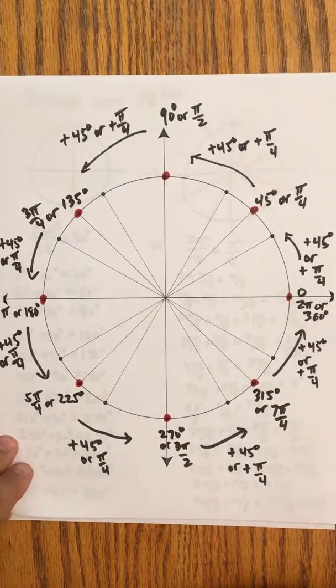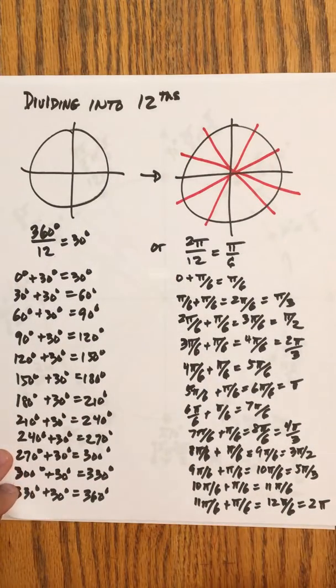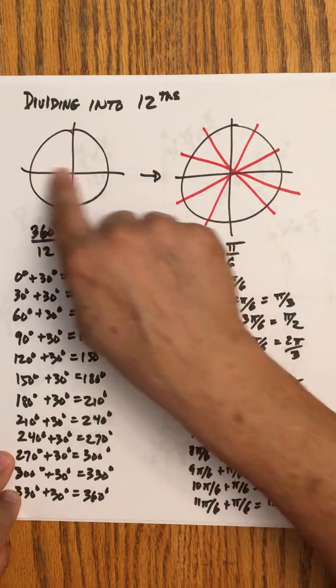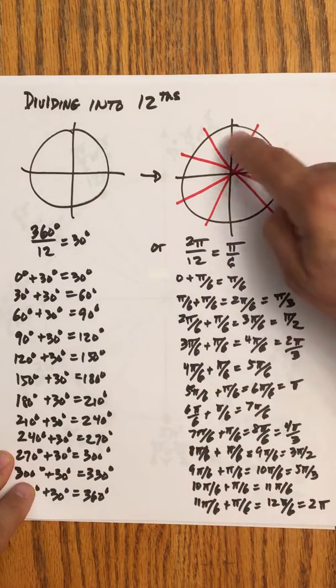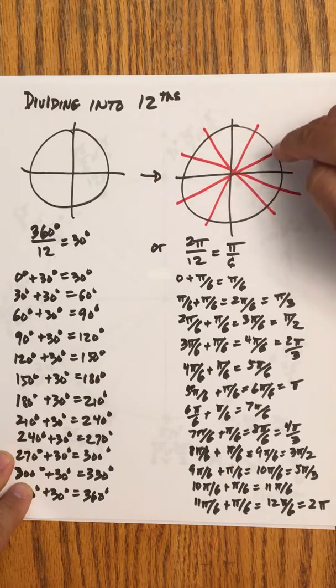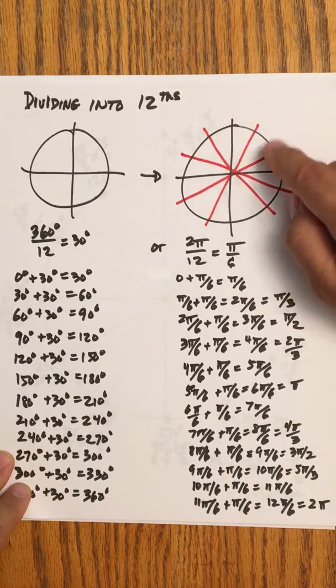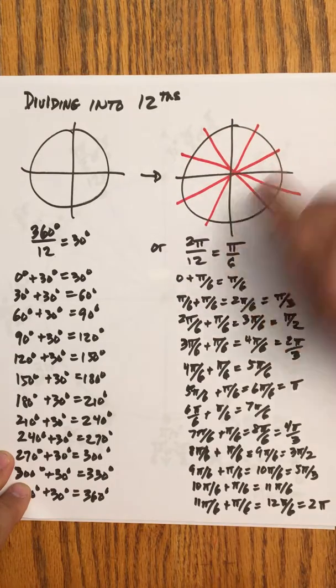So these are the values you'll get going all the way around. You could also divide into 12ths. Well, that would mean I start with my circle, divide it in 4ths, but I want to divide each of those 4ths into thirds, right? So take this quadrant and divide it into thirds, and you'll get 12ths. So you've got 1, 2, 3, 4, 5, 6, 7, 8, 9, 10, 11, 12.